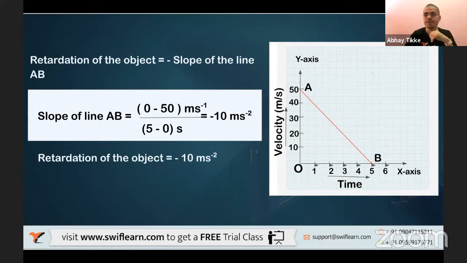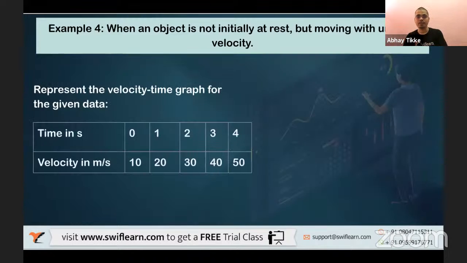Any doubt? Fine. So let us discuss the fourth example. When an object is not initially at rest but moving with uniform velocity. Earlier case में क्या था? It was at rest, an initial condition. Now in this case, time 0 है, तब आपकी velocity 0 नहीं है. Velocity है. देखो इधर readings में. When the time is 0, velocity is 10. Time is 1, 20, 2, 30, 3, 40, 4, 50.